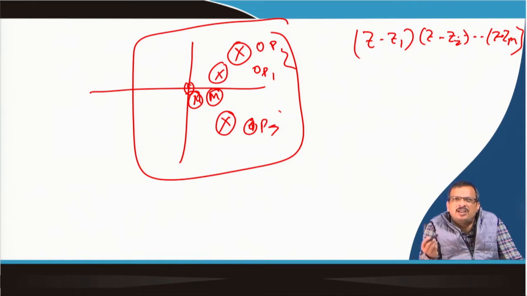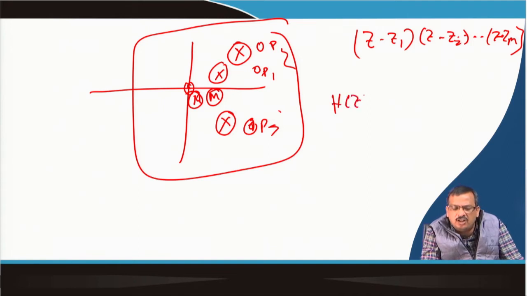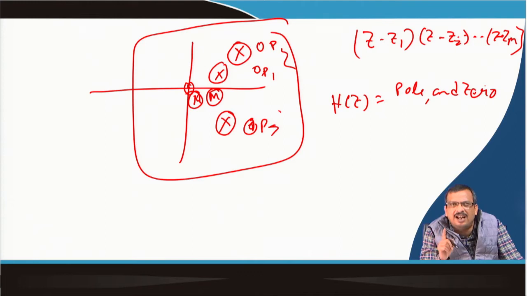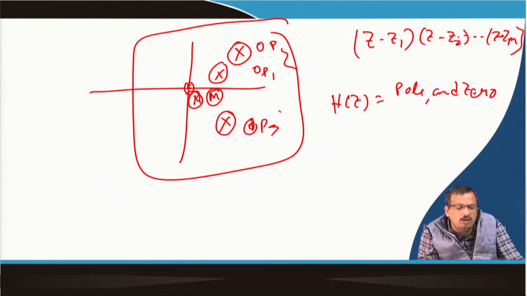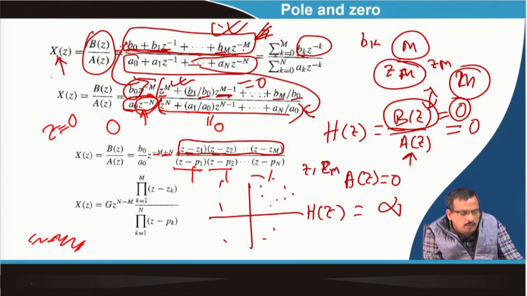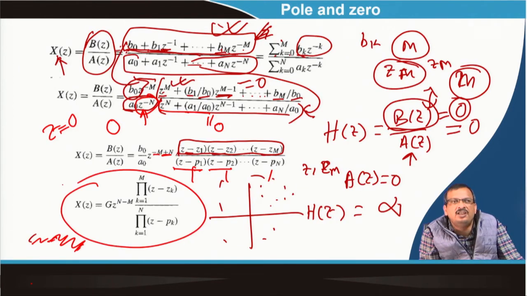So, any transfer function, I can say H(z), is a combination of poles and zeros. What is the meaning of zero? Zero means those values of z for which H(z) becomes 0. Pole means those values of z for which H(z) becomes infinite. So, those are called poles and zeros of a transfer function. This is called the pole-zero concept.